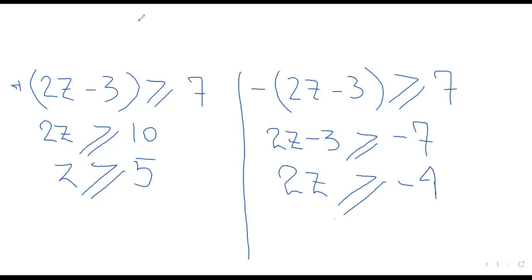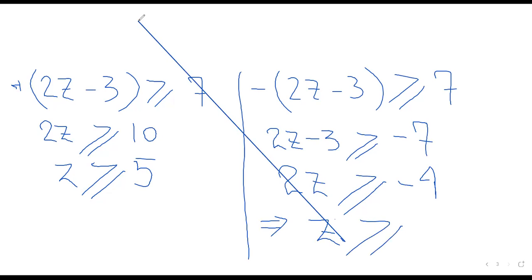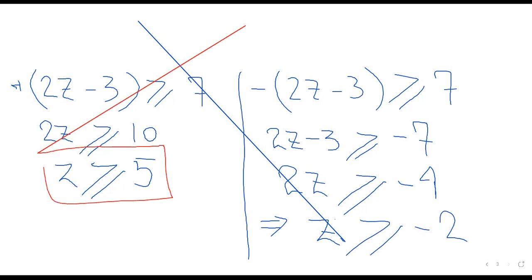Am I right? I'm sure that you are with me at this time with this calculation. So what we'll have to do is divide by 2 on both sides. So z is greater than or equal to -2. At the end, you have the two possible answers for z, one for this one and the second for this. Are you with me?